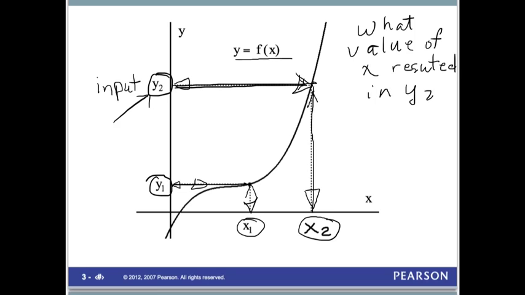So an interesting thing is that you can get the graph of an inverse function by just calling the y x and the x y, and then turning y vertical, and you now have graphed the inverse function.